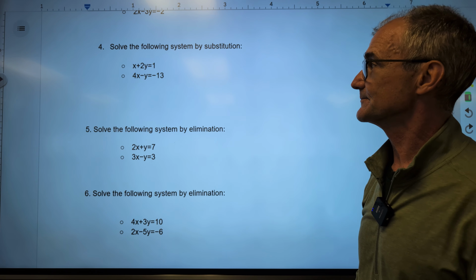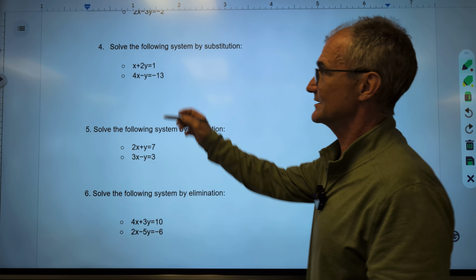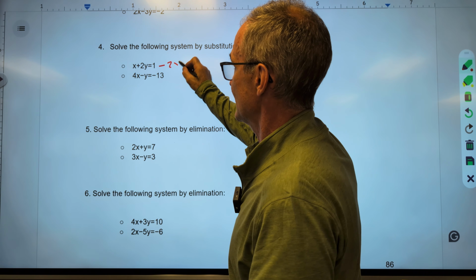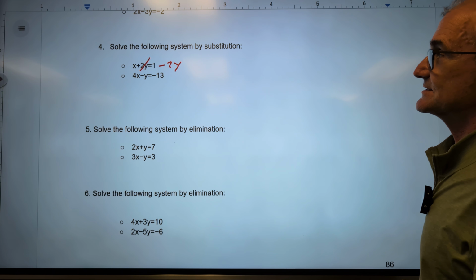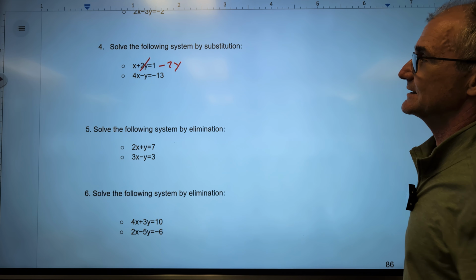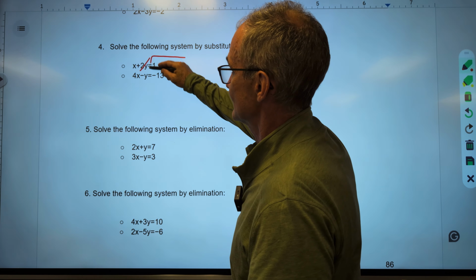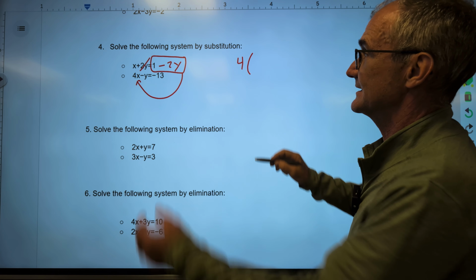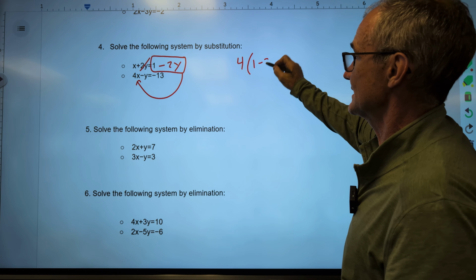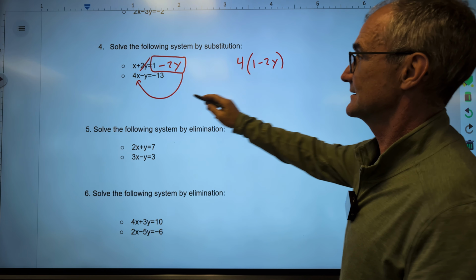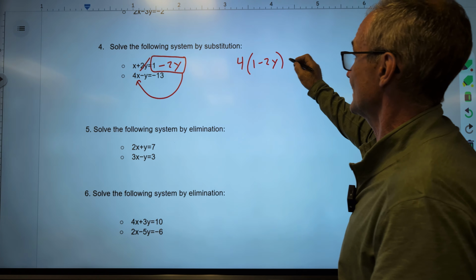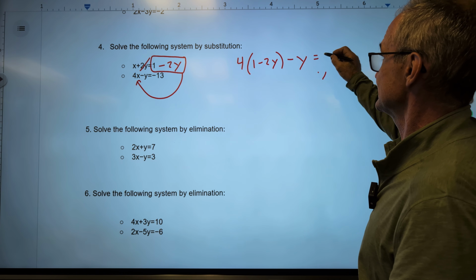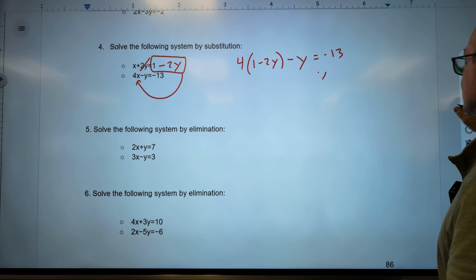Either way will work. I think I can get the x by itself, and I'm going to subtract 2y from both sides. So now I have x equals 1 minus 2y. I'm going to plug that in for x here. Again, remember I have 4 times the quantity x, 1 minus 2y. That's just that part. Then I have the minus y is equal to negative 13.